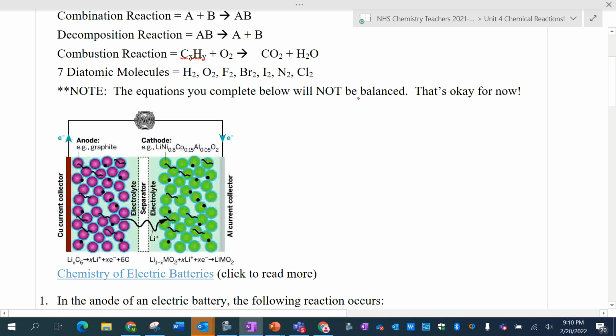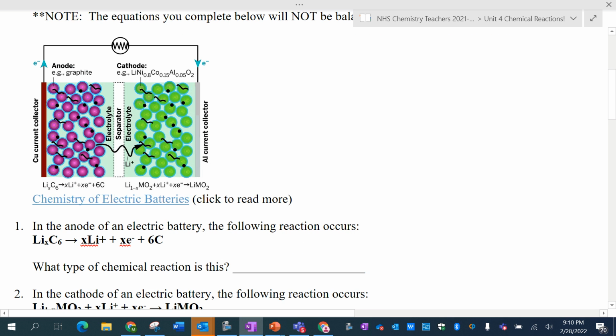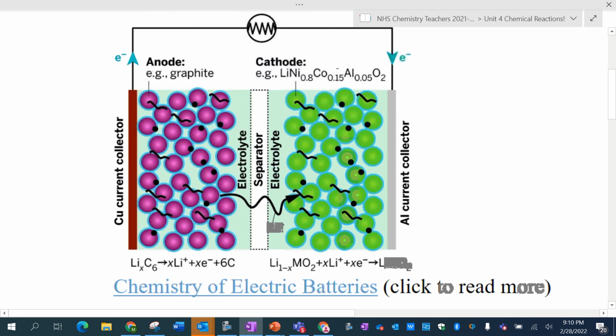And there's a special note here. We haven't learned how to balance reactions yet. Maybe you have in previous learning, but we're not going to focus on that until a later learning target. Okay. It's so simple, right?